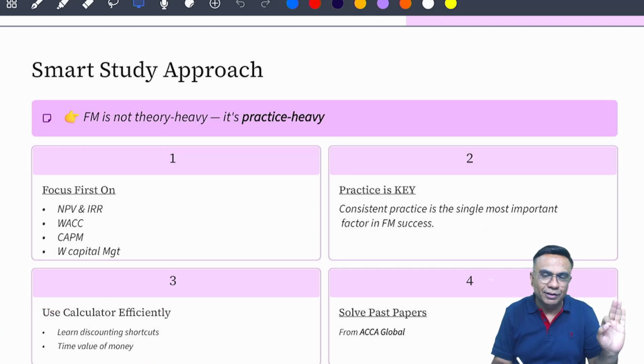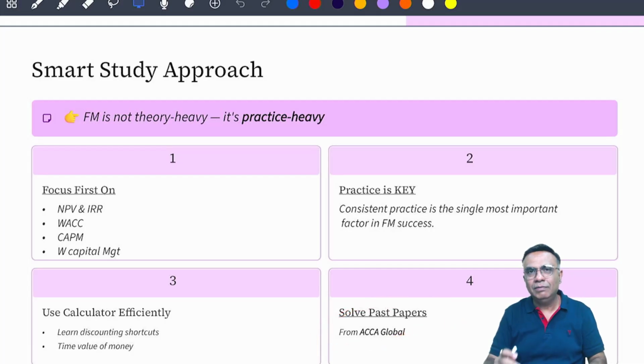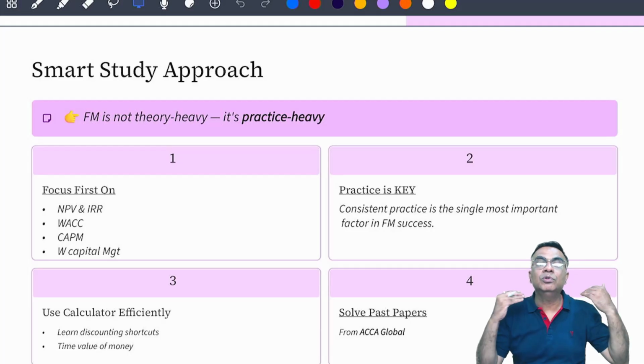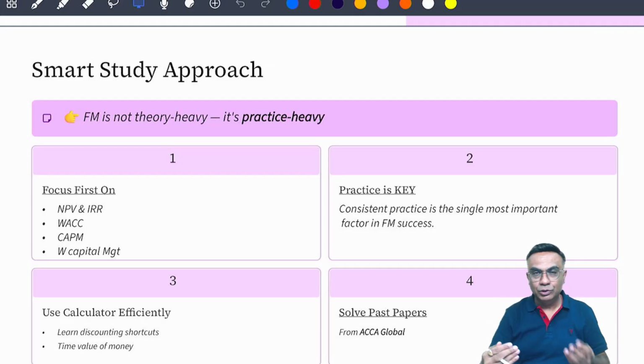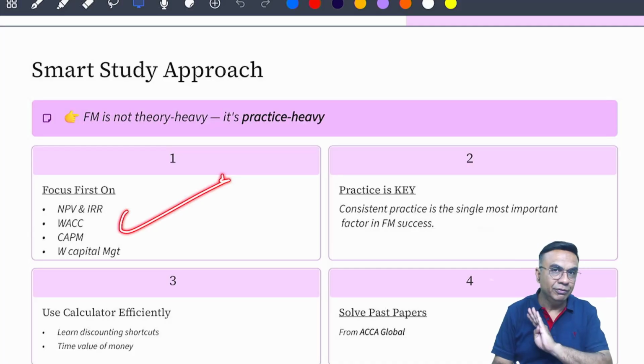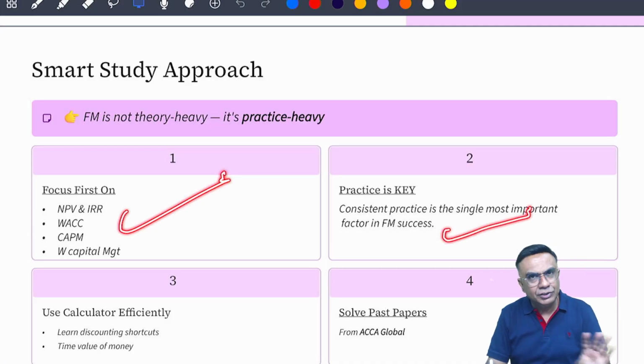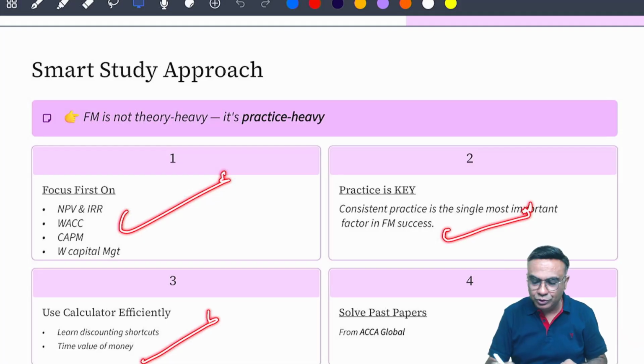Don't ignore it. Then lastly, you have to solve ACCA global papers. The past papers you need to solve. The more you solve, the more confident you will be. So, these 4 topics are very important. Practice is the key for this particular paper. Then calculator use and solving the past papers.